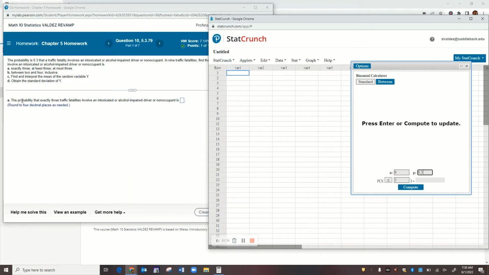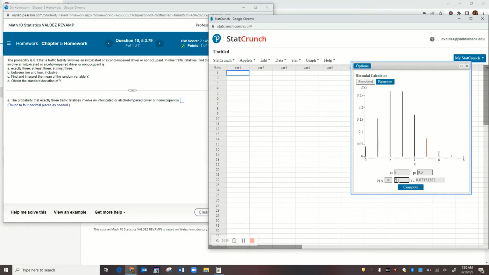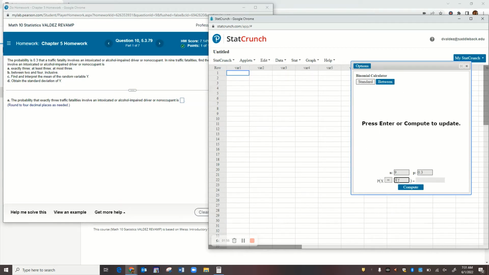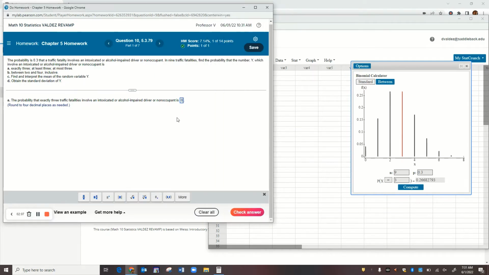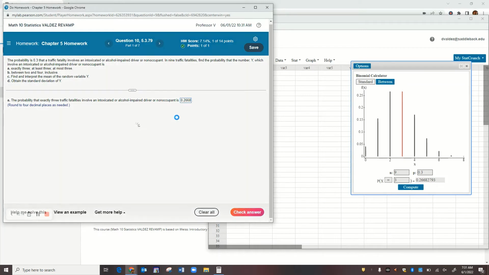And then for part A, they want the probability that exactly 3 traffic fatalities involved an intoxicated or alcohol impaired driver. So that would be the probability that X is exactly equal to 3. So change this to an equal sign, that X is 3, and then just hit enter. So there's the probability right there, 0.266827793. They want us to round to 4 decimal places. So that'll be 0.2668. Since there's a 2 afterwards, I'm going to leave it alone.